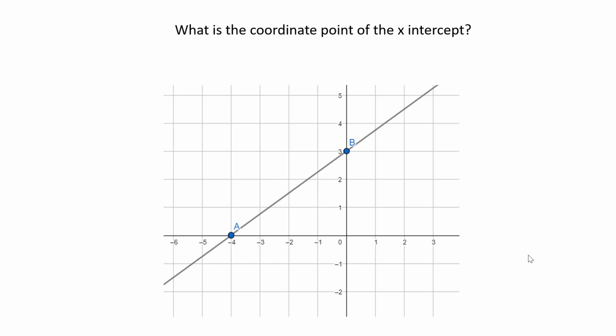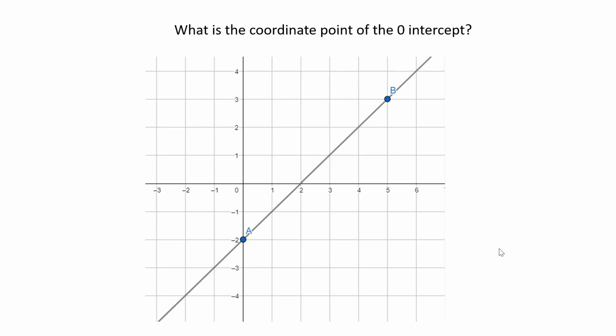So now let's switch and look at the x-intercepts. If I look at this one, point A is my x-intercept, and that is the point (-4, 0), because all I did was go to the left 4 spaces, and did not go up or down. What about the x-intercept on this one? It might be a little confusing because it's not labeled, but it's that point right there, and it's the point (2, 0).